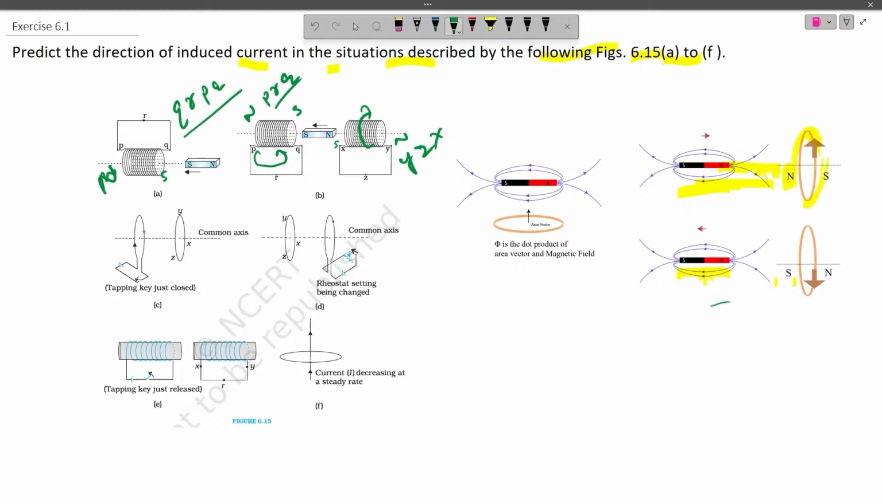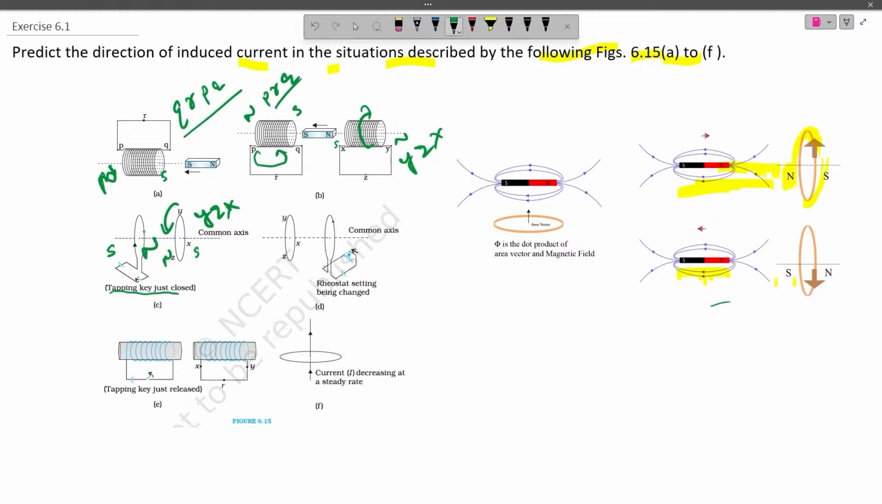In this figure, we have the tapping key just closed. If the tapping key just got closed, it means the current started flowing, and when current starts flowing, the flowing current will create a north pole over here and a south pole over here. So the induced current in this circuit will be such that a north pole gets created over here and a south pole gets created over here. By applying the right hand thumb rule, in order to create a north pole over here, the current should be in this direction, so it should be Y, Z, X.